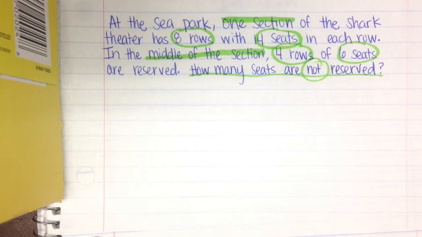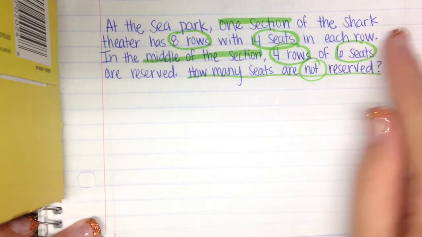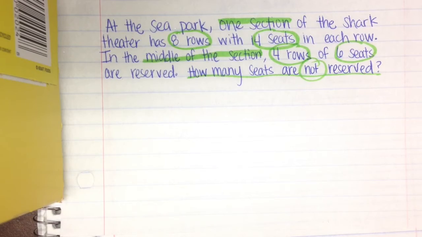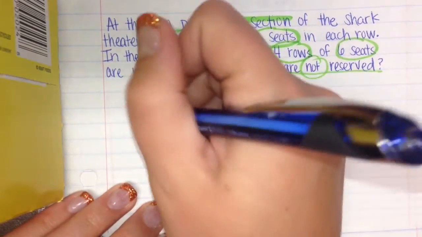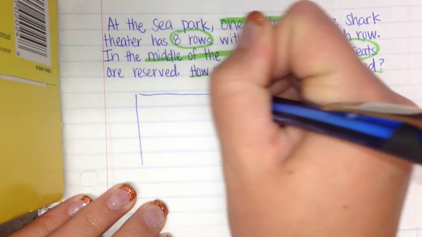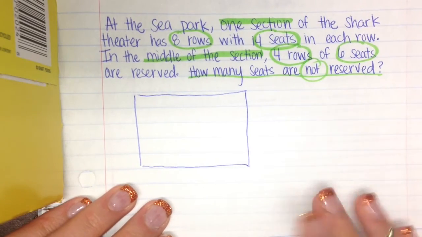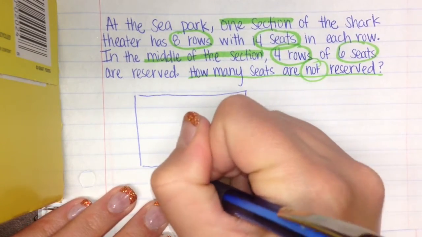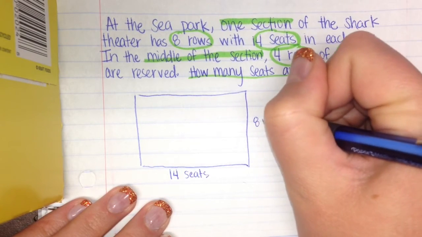Just like the last problem, I'm going to draw a picture in order to help me visualize this a lot better. Oh, and I forgot that up here, here are my words in each again, so I'm probably going to multiply to solve this. Here is my picture of the Shark Theater. And I know that there are 8 rows with 14 seats in each. So I'm going to write 14 seats across, and it goes 8 rows back.